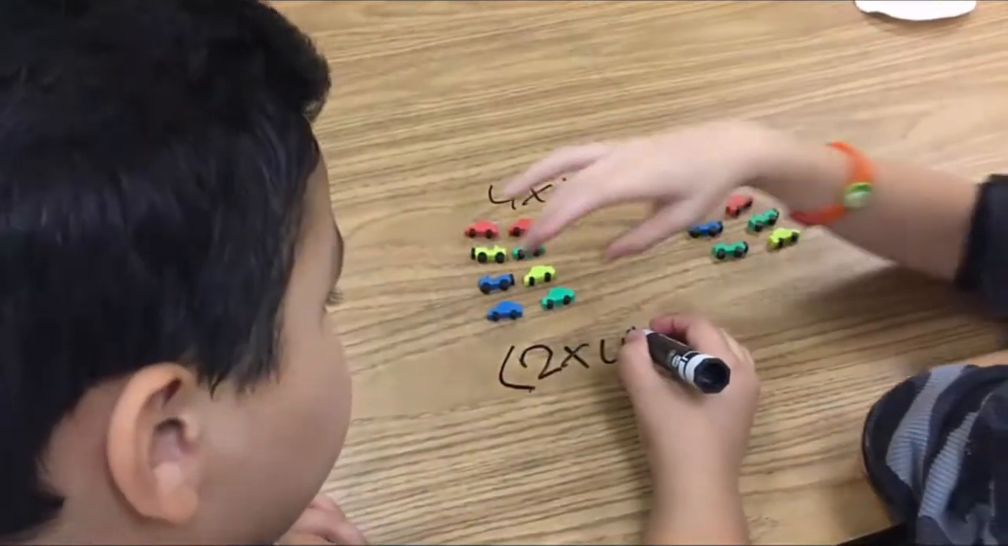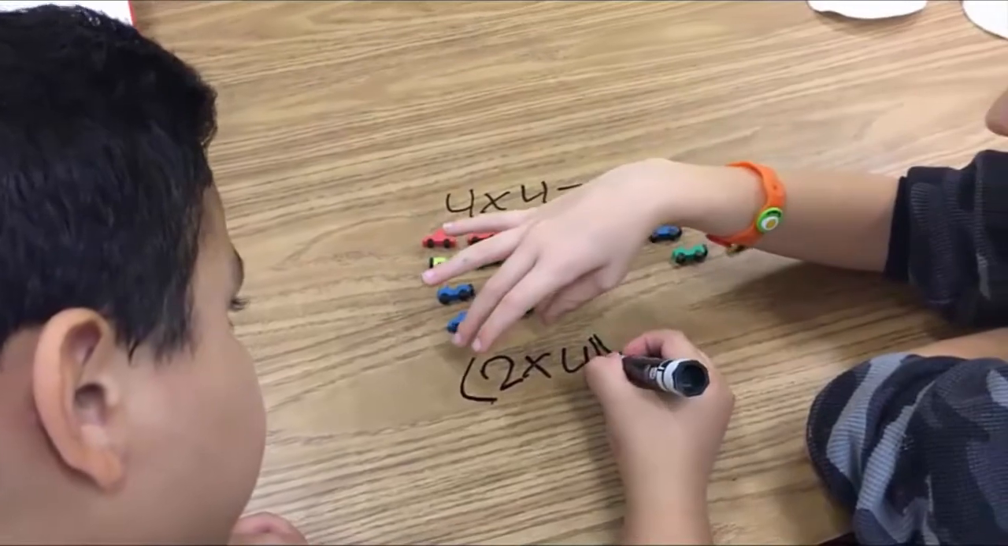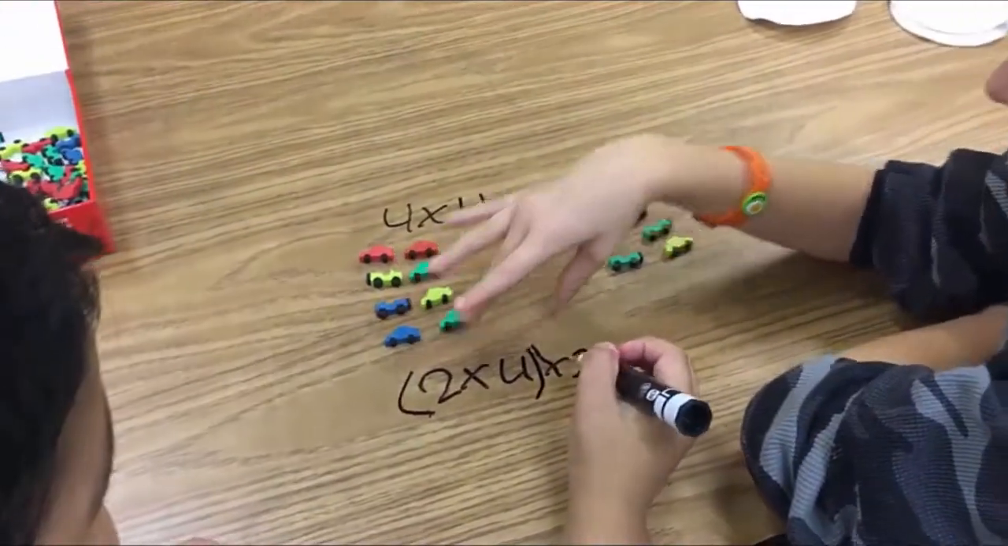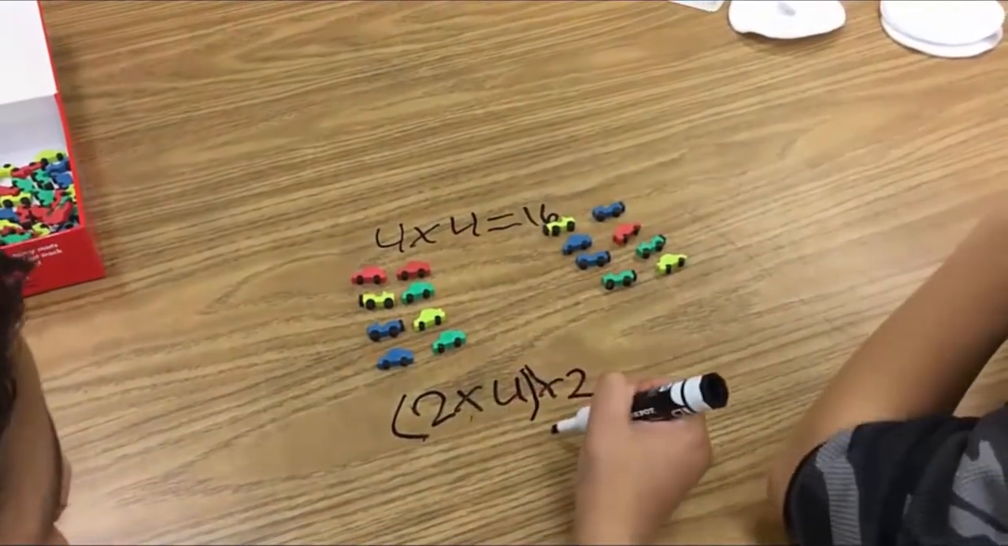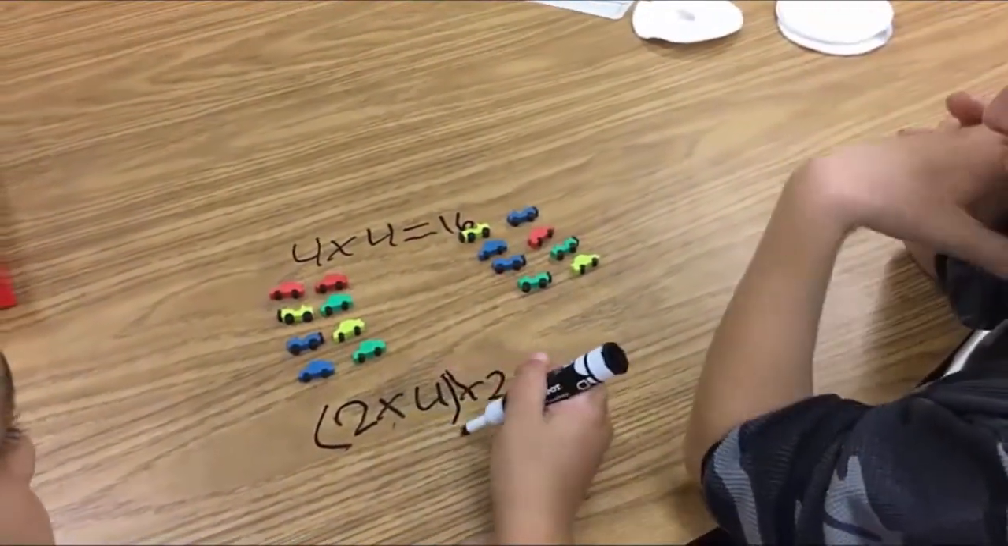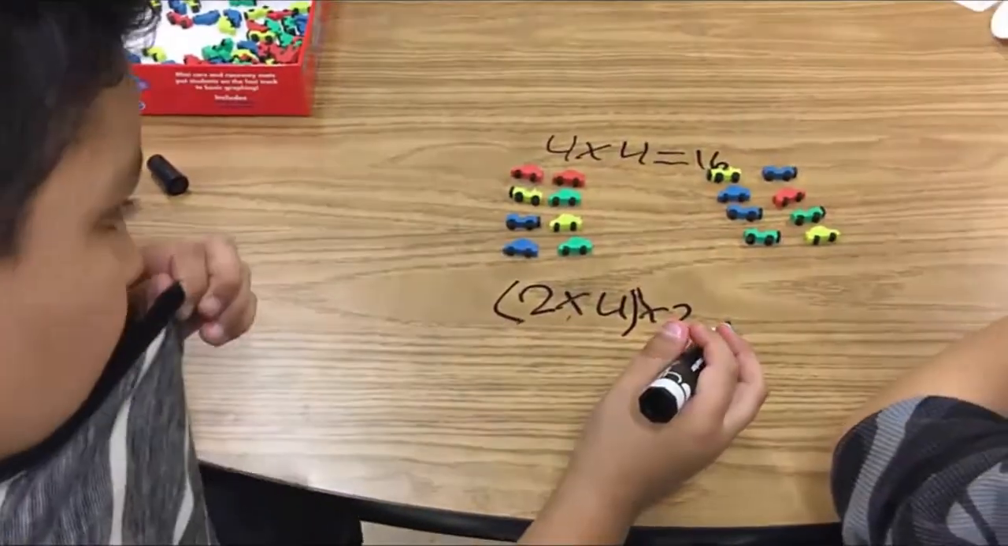And that would just be, you can multiply 2 times 4. That would be 8, and then 8 times 2 equals 16. And you could put another line right there. You could change it and group it a different way. Yeah, that's right. So then can you still have the same answer?